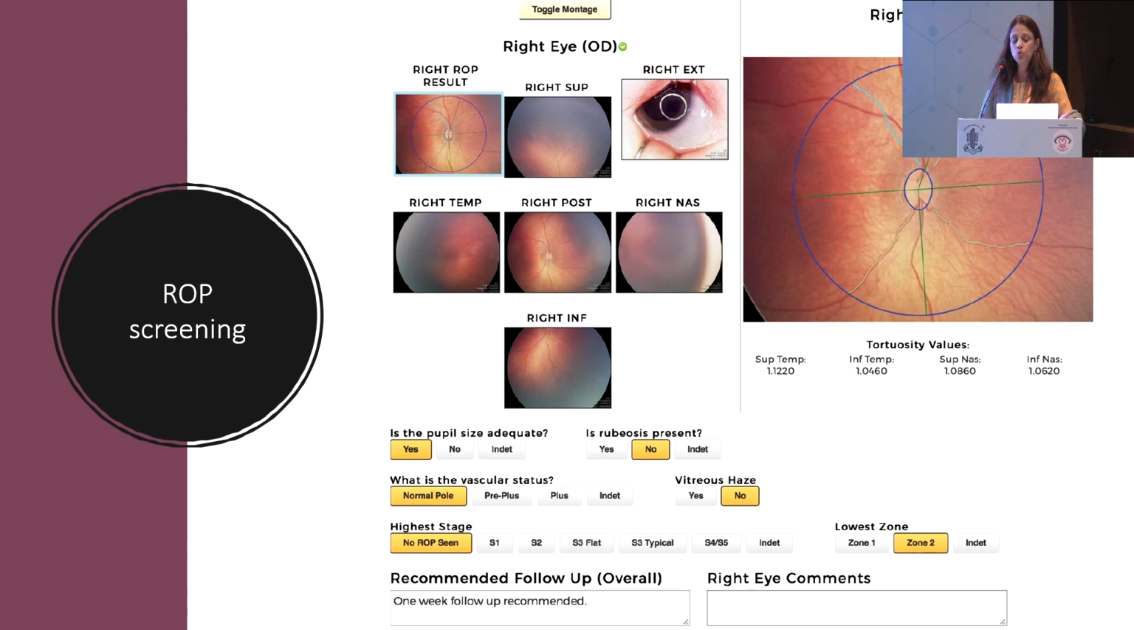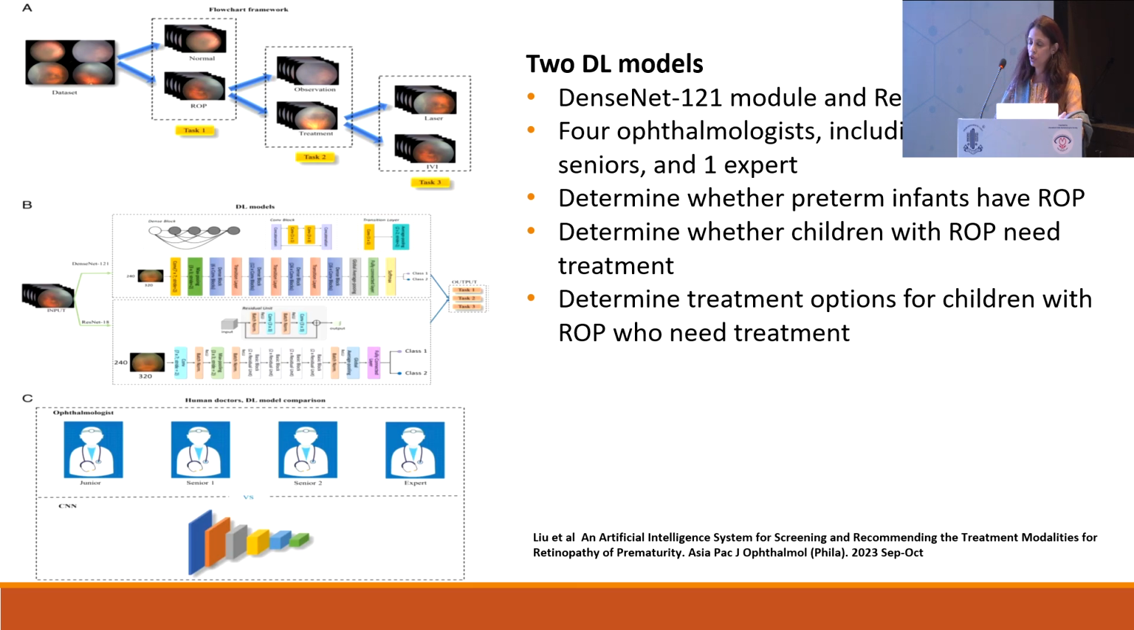So this is one of the tools which shows how it goes about. So first of all, it checks for the pupil size, then it checks for the rubiosis, then it checks for the vascular status, and then finally it gives what is the zone or what is the stage of the disease, and whether it is a pre-plus or the plus disease. And then another two DL models have been developed, for whether the children with ROP need treatment. This is an add-on besides the screening tools. This will also help whether they need treatment or not. And then they can also determine the treatment options for the children who actually need treatment. What is the treatment to be given?